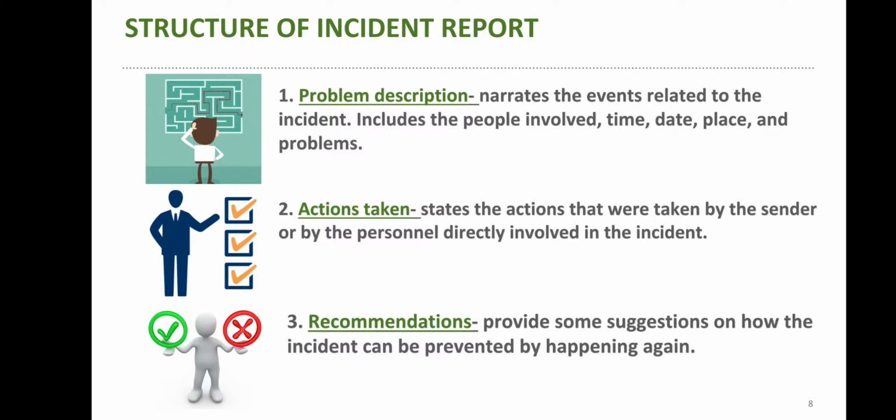Let's go back to number one, the problem description. This section needs to be clearly narrated in a way that the reader can visualize the event. So you have to narrate it by providing complete details. Problem description, actions taken by the people, by the sender, by the one doing the action or those people involved, and lastly recommendations on how to avoid something from happening or to avoid problems from occurring again.